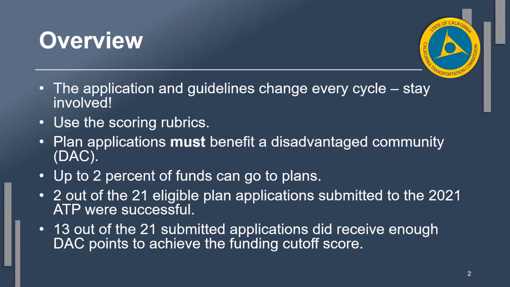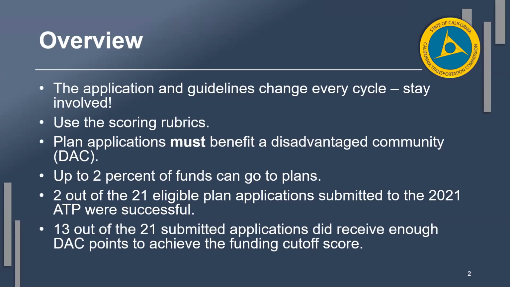So when it comes to plan applications, they must benefit a disadvantaged community. This is to ensure that the communities with the most need are prioritized. And the plan application is the only application type currently that has a cap on the amount of funding. So only 2% of the funds from each cycle can go to plans. But they tend to be kind of the least expensive project type. So in the 2021 program, not many plans were funded. Only 2 out of the 21 eligible plans ended up getting funding.